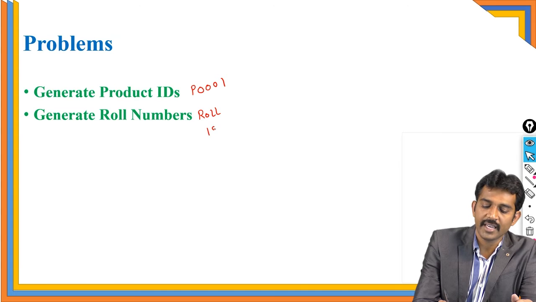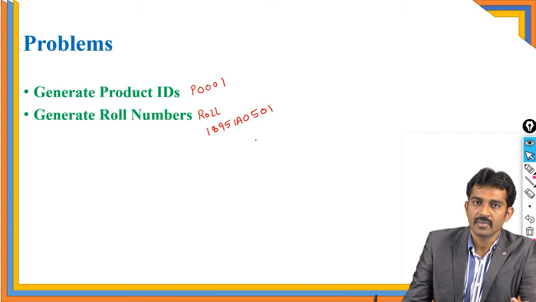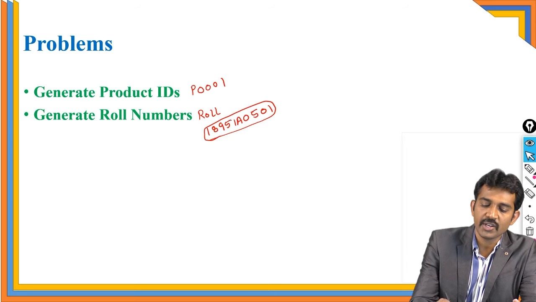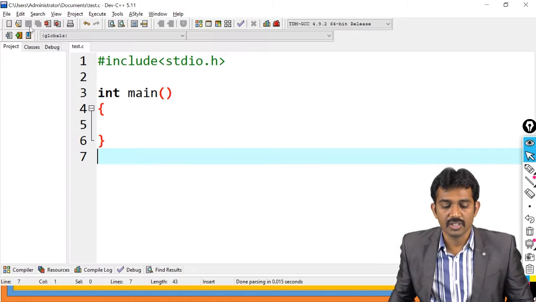How is it? 18, 95, 1A, 0, right? From here, it is going to count, right? From 501, 501, 502, 503, like this, right? It means unique values. It is going to generate the unique values. So if you want to generate such kind of roll numbers or unique IDs, here you can use static. I will show you how static is useful in this situation.